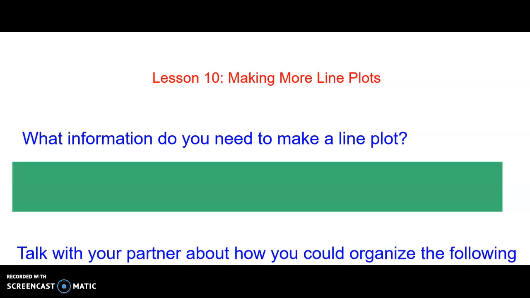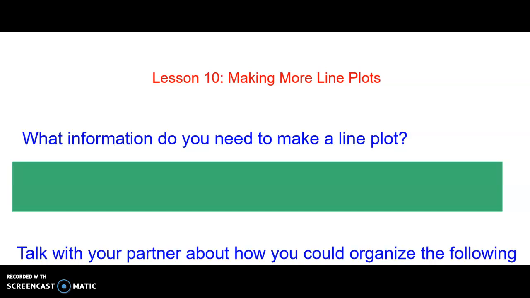Okay, so my first question you see right here on the screen is what information do you need to make a line plot? So what do I need to know in order to make a line plot? I hope that you're sitting there thinking in your head, what do I need to know in order to make a good line plot?